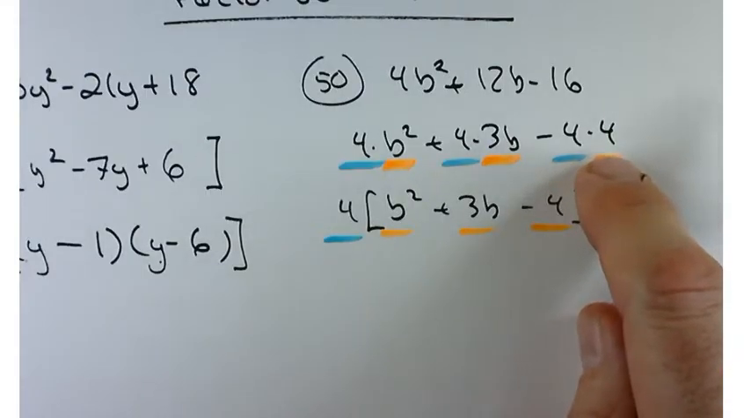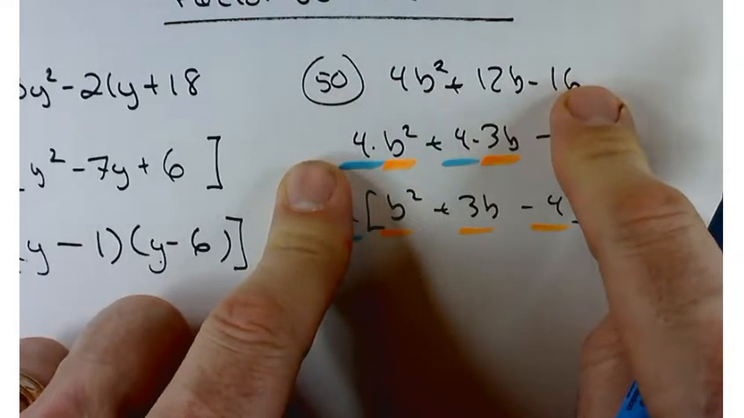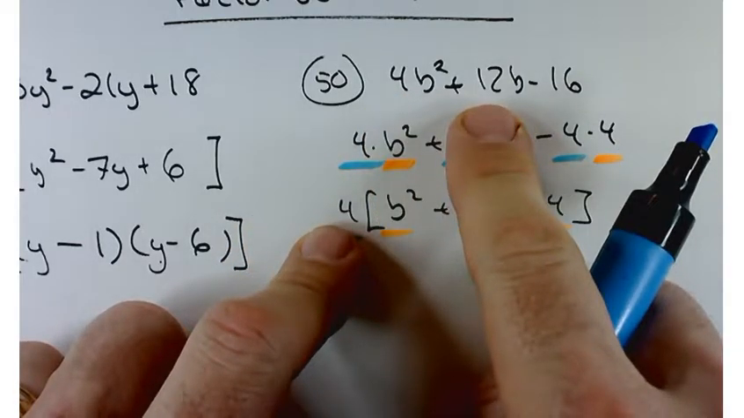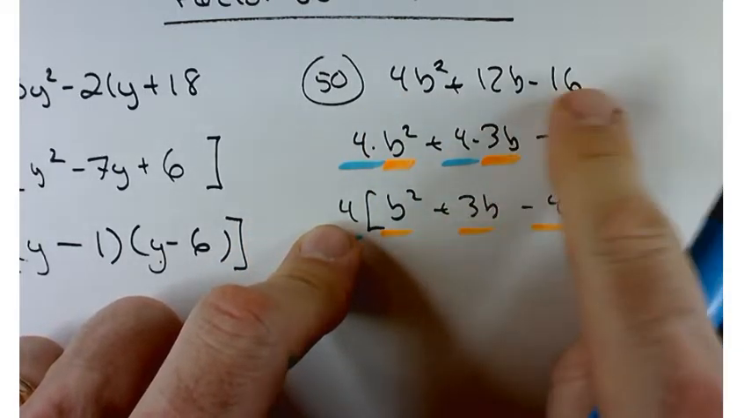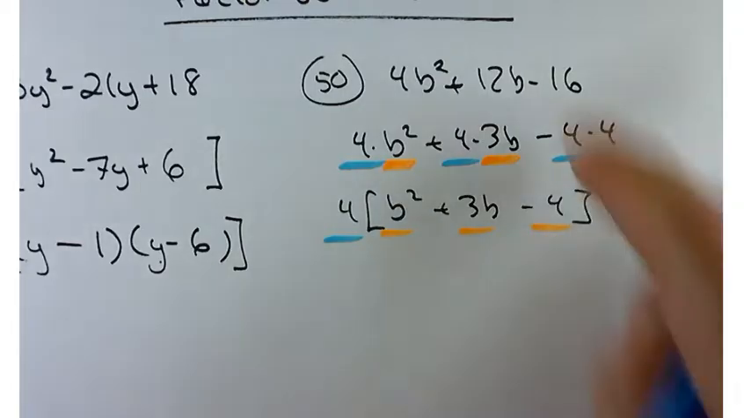Personally, what I do is, in my head, I take each of these and I divide by 4. So the 4 will cancel that out. 12 divided by 4 is 3. 16 divided by 4 is 4. And of course the negative comes with it.